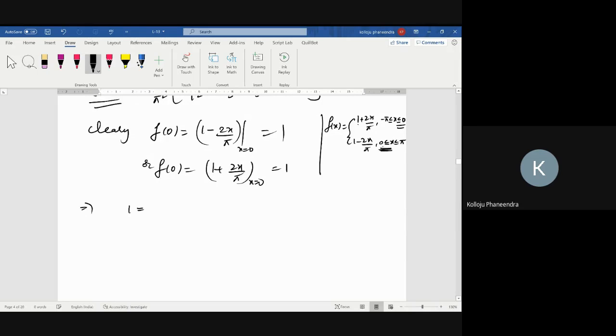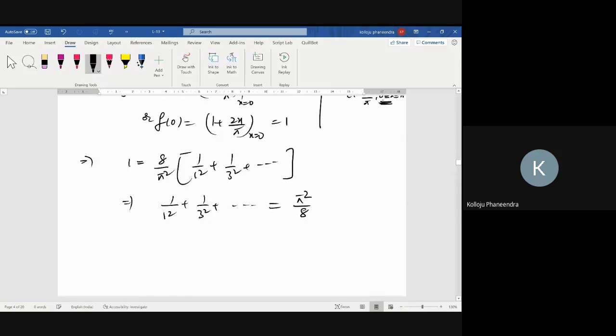So this implies 1 equal to 8 by pi square, 1 by 1 square plus 1 by 3 square, and so on. That implies 1 by 1 square plus 1 by 3 square, and so on is equal to pi square by 8. One can write this in another notation, the sum of 1 by 2n minus 1 whole square, n equal to 1 to infinity, is pi square by 8. This is one model problem.